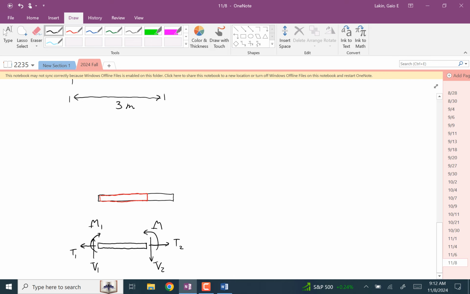So that's why we always go all the way to the end, the left end, because we want to deal with external loads and not these internal loads. Okay.